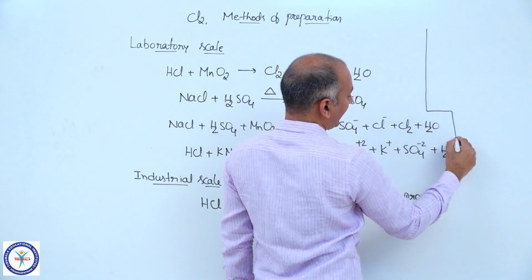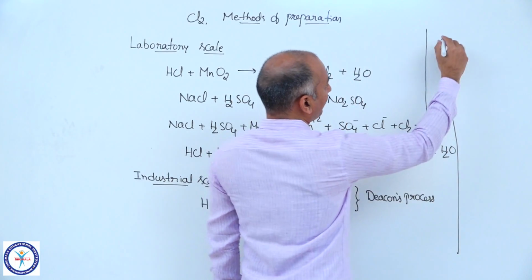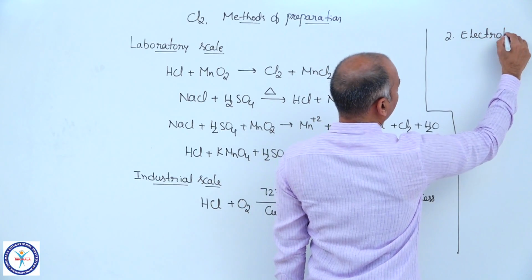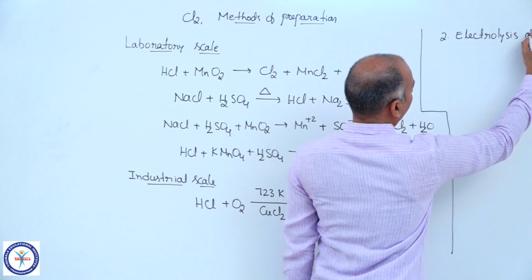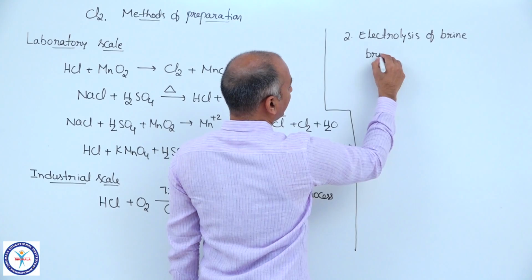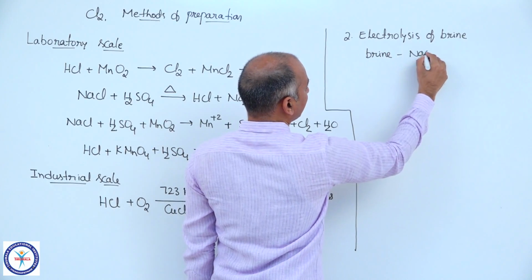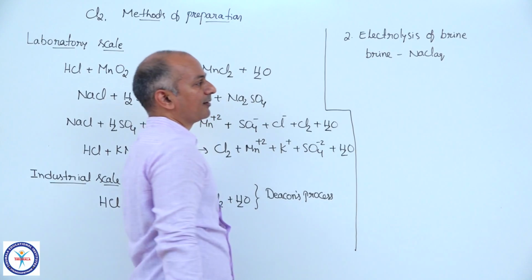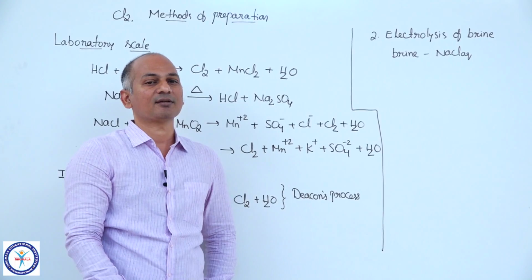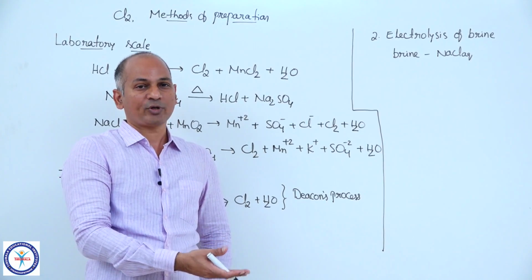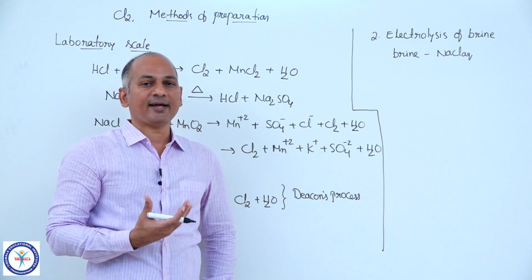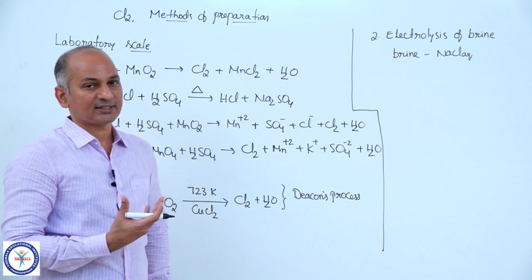And another large scale method of preparation, which is in fact more important, as I already told you, is electrolysis of brine. And brine is nothing but aqueous NaCl. And in the topic occurrence, we already discussed chlorine is available in nature as chlorides of the metals sodium, potassium, magnesium, calcium. So let us take up aqueous NaCl and let us do electrolysis.